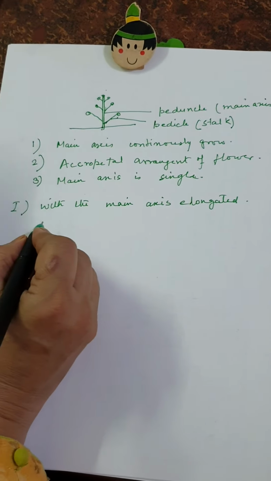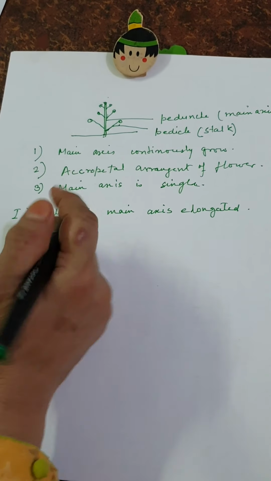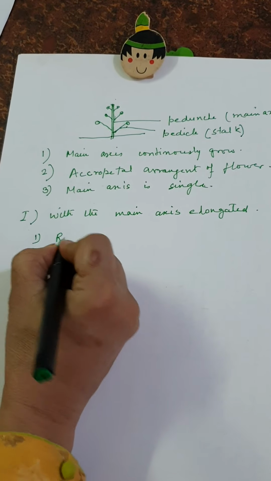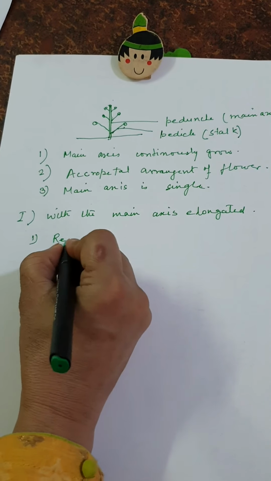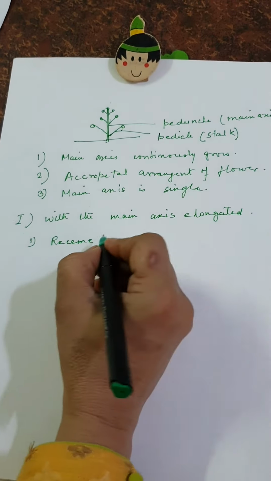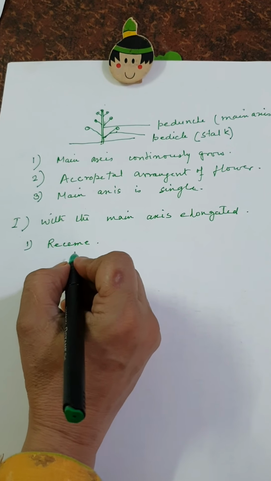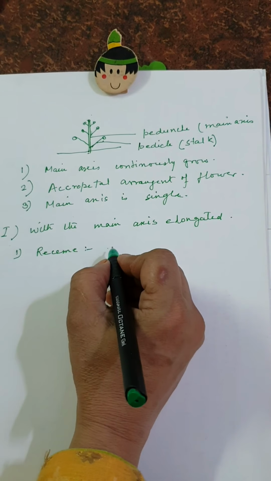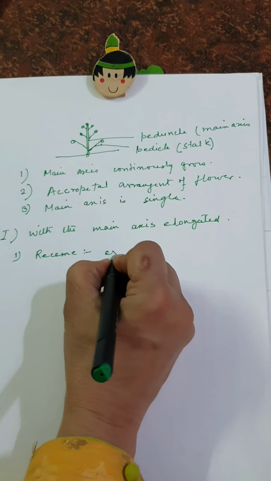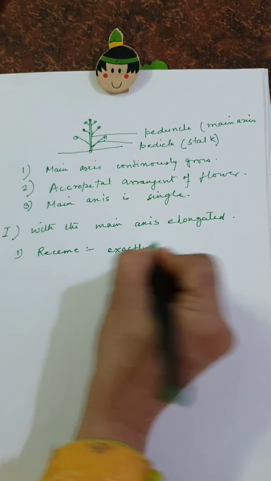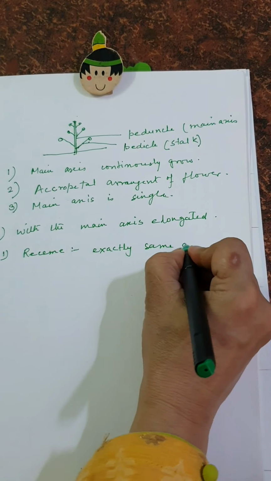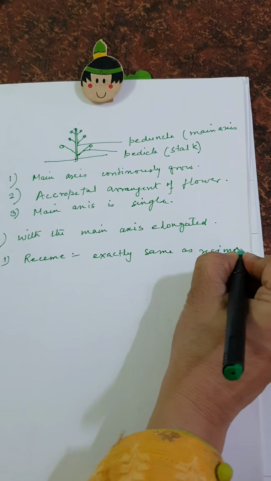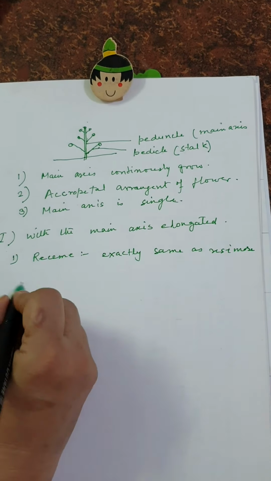In this type, the first one is raceme. Raceme type of inflorescence is exactly the same as racemose. It is a blueprint or carbon copy of racemose.